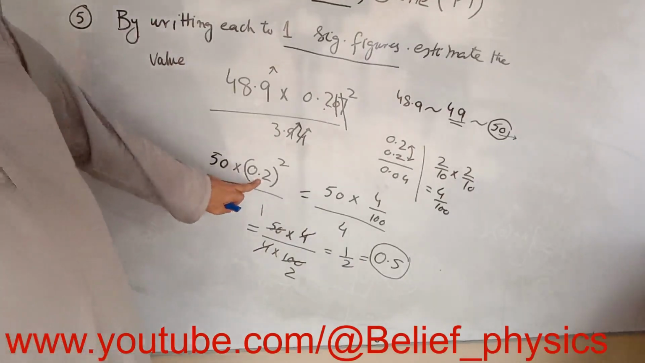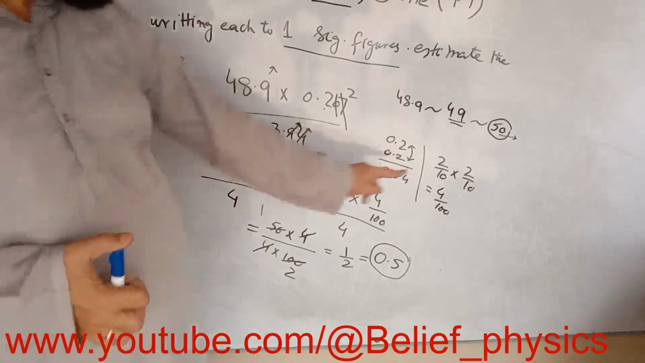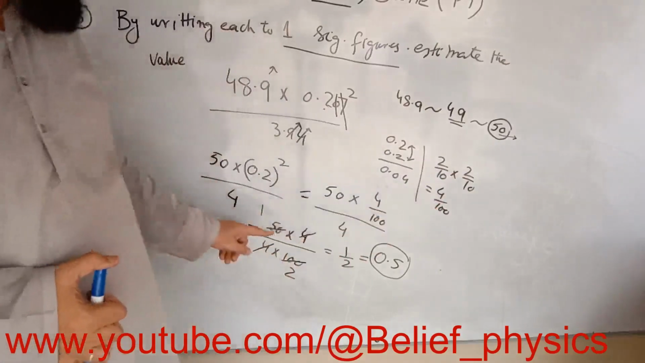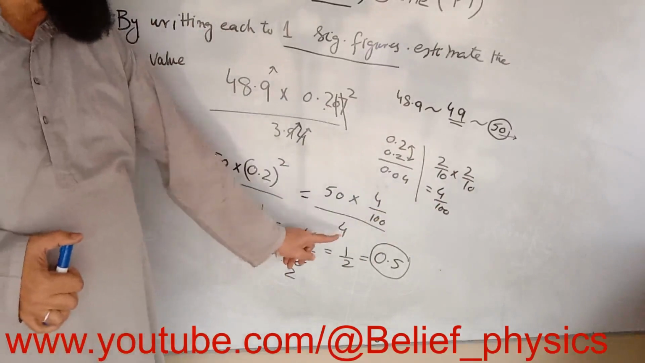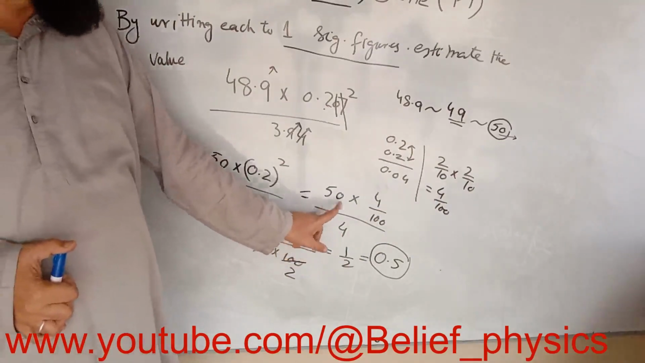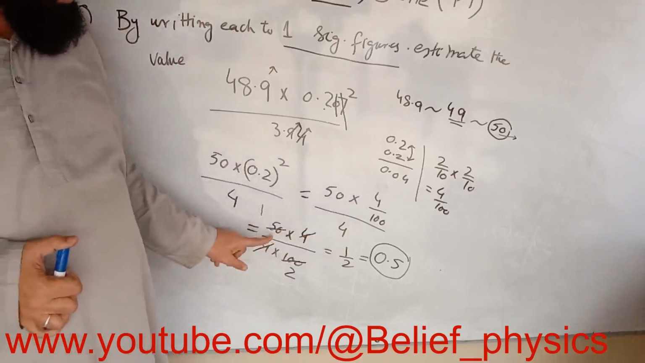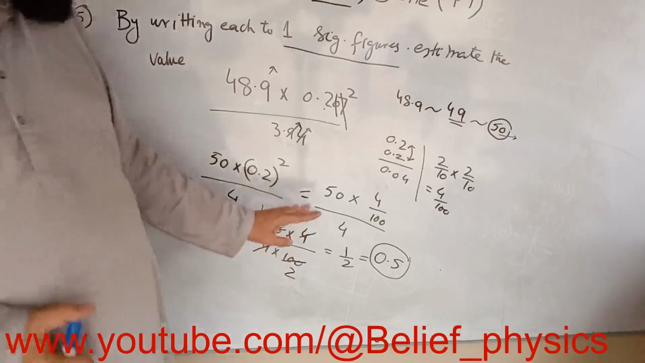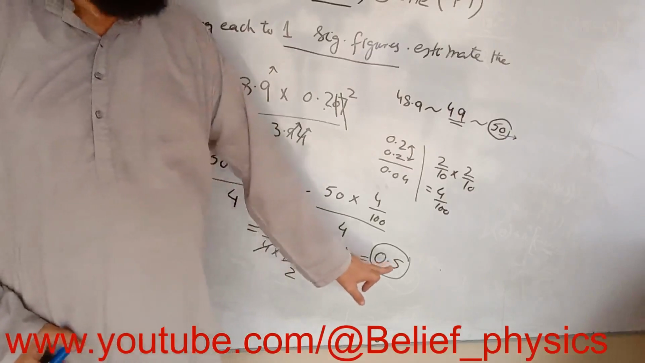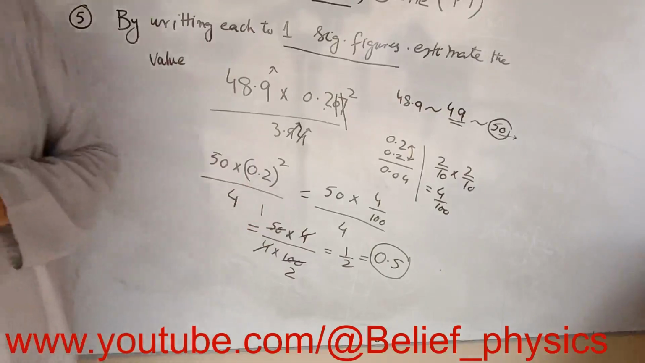0.2 square. Square means 2 times 0.2. So we write it 2/10 into 2/10. 2 twos are 4, so 4/100. We put 4/100 here. This 100 is multiplied with the denominator of the whole fraction. So we get 50 into 4/100 into 4. This 100 is cancelled with this 100. So we estimated this as 1/2 or 0.5, and this is also correct to one significant figure.